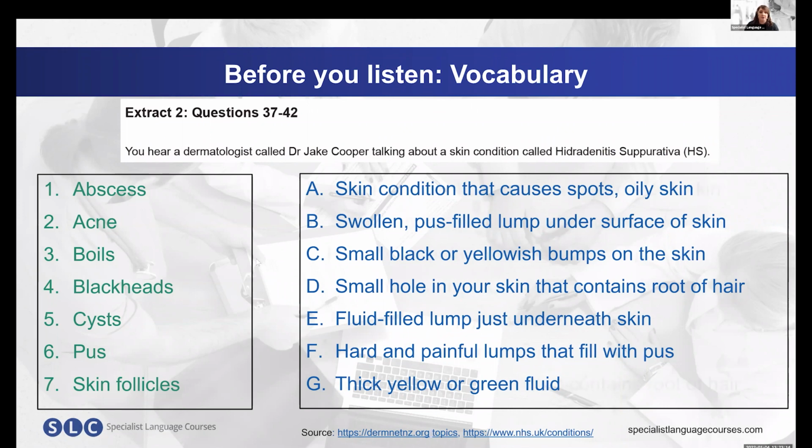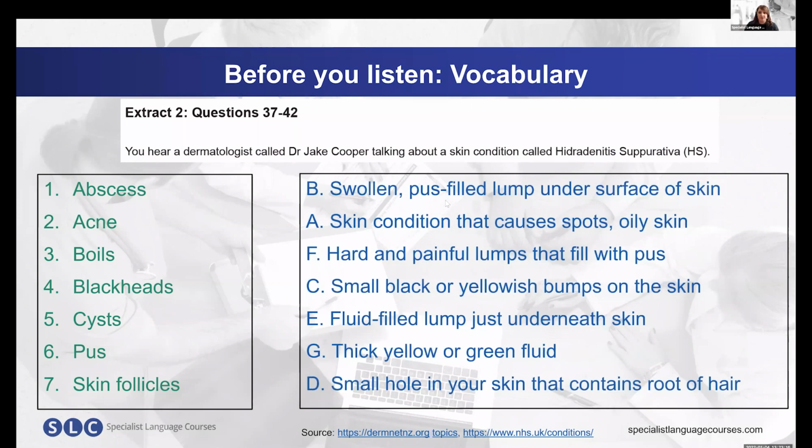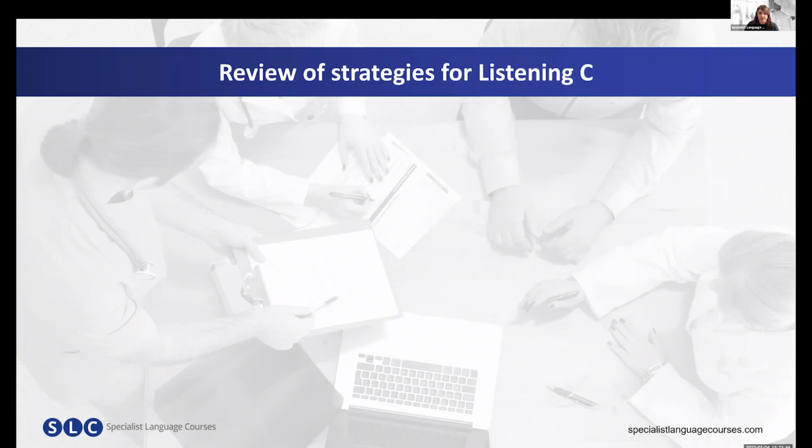All right, so we've got abscess, which is a swollen pus-filled lump. We've got acne, skin condition. Boils are hard and painful lumps. Blackheads, small black or yellowish bumps. Cysts, a fluid-filled lump. Pus is a thick yellow or green fluid, and skin follicles, a small hole in your skin that contains the root of your hair. So in your OET practice, it's a good idea to make a note of this to then help you understand when you're listening. All right, so let's go on to our listening practice.